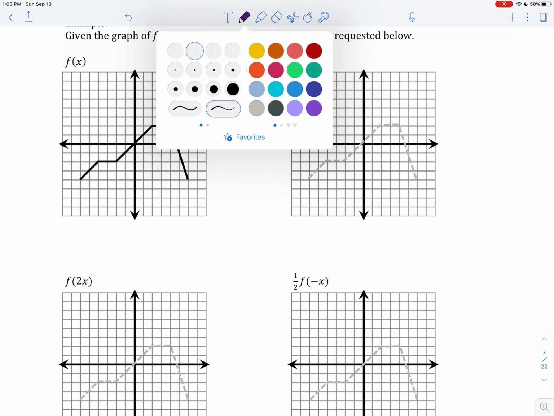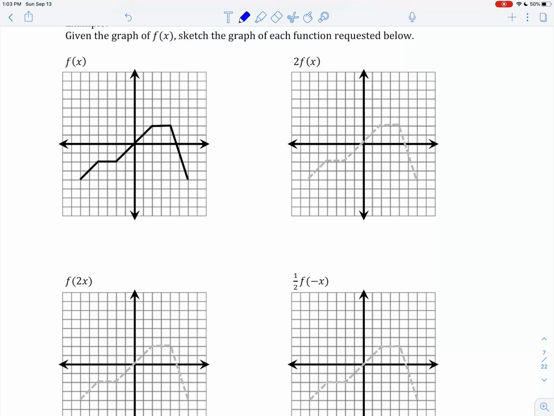And also feel free to use your words. As you're doing this, you can certainly write out what transformations you expect to see happen and go from there. That might help just delineate what exactly you have to actually do in this. So if you're going to pause now.